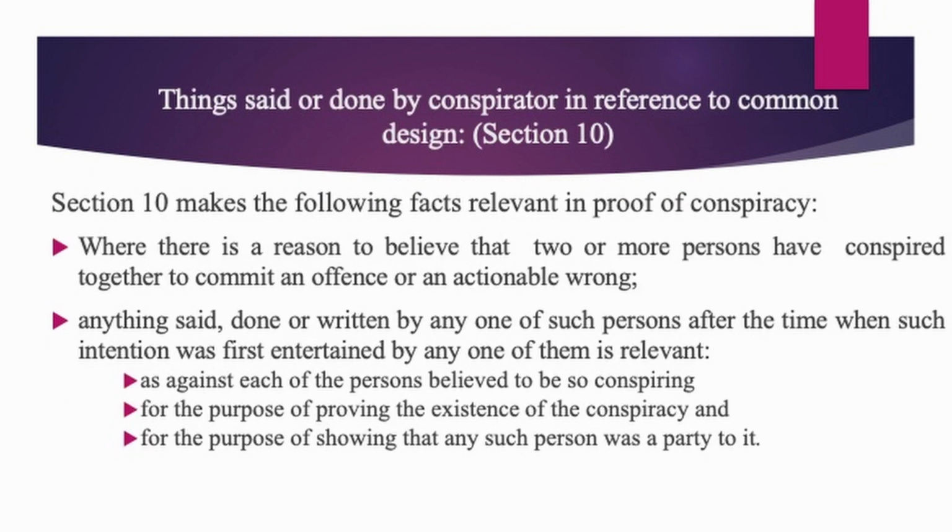The following facts are made relevant in proof of conspiracy under section 10 of the Act. The section states that when there is reason to believe that two or more persons have conspired together to commit an offense or an actionable wrong, anything said, done, or written by any one of such persons after the time when such intention was first entertained by any one of them is relevant. It is relevant as against each of the persons believed to be so conspiring in order to prove the existence of the conspiracy and in order to show that any such person was a party to it.